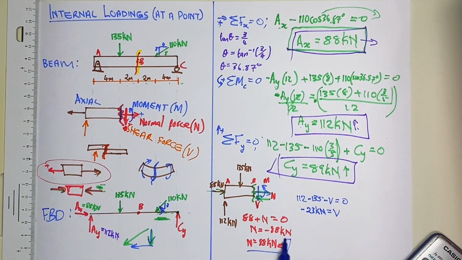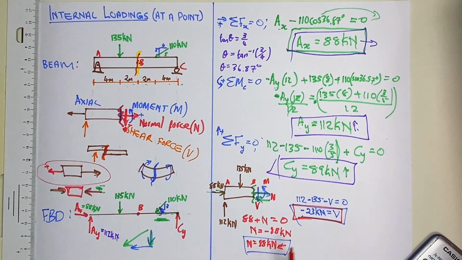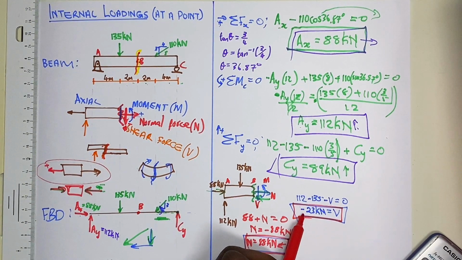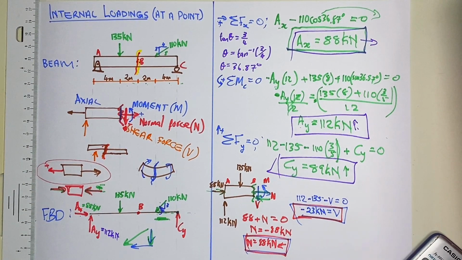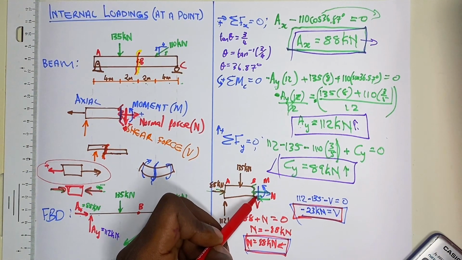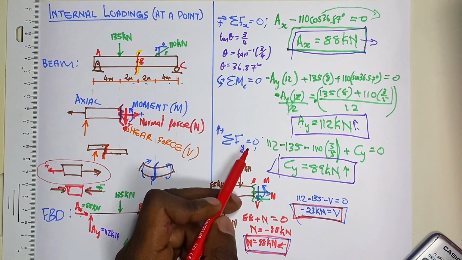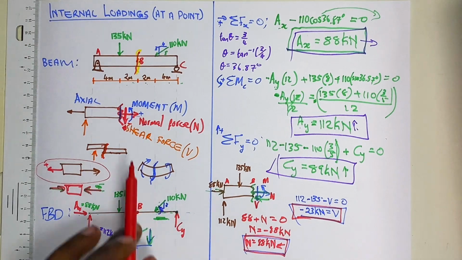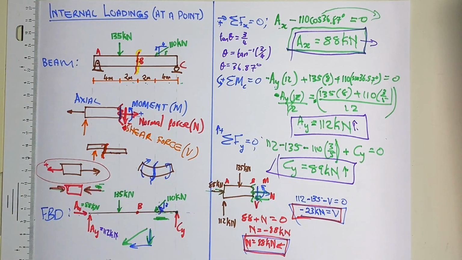Now I have N, I have V, I have my shear, and then I have my normal axial. Because it is negative, what does that mean? It just means that the direction that I had assumed it is acting, it is actually acting opposite to that. And lastly, now that we have our normal and our shear, we just have to find our moment.